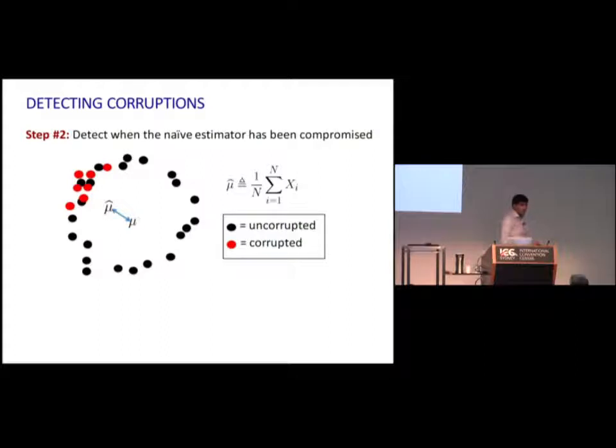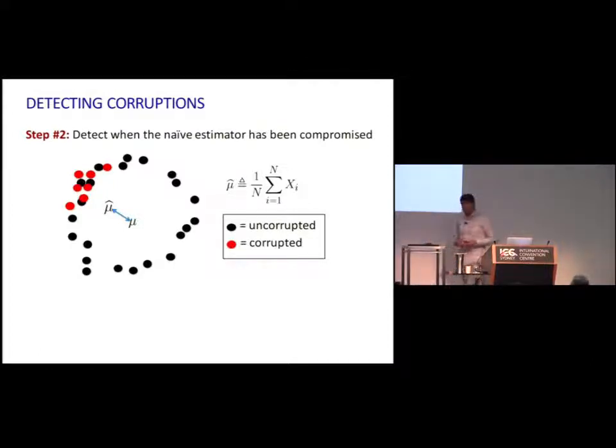What we're instead going to do is try and detect when this naive estimator, which can't always work, has been corrupted. So here's the thought experiment. If you take samples from a high-dimensional Gaussian with covariance identity and mean mu, it looks like the points are equally distributed around a ball which has radius root d.